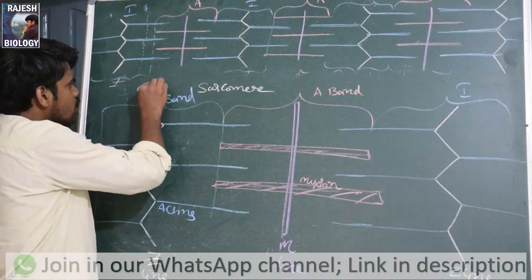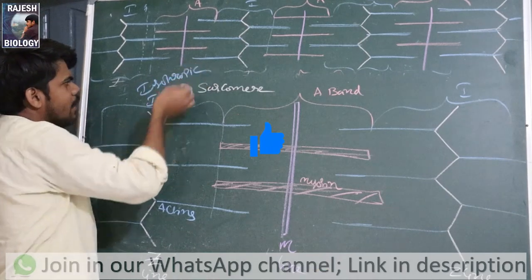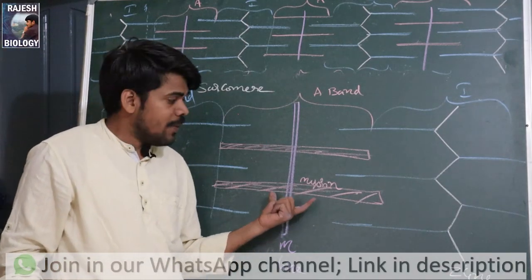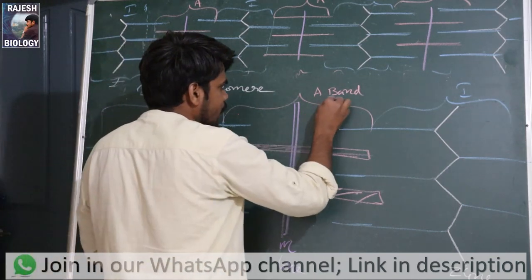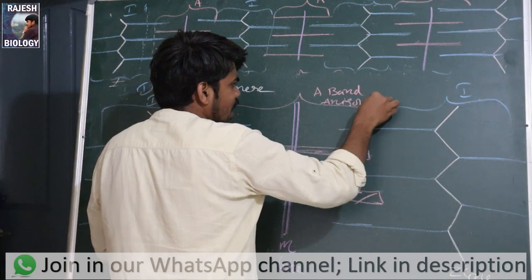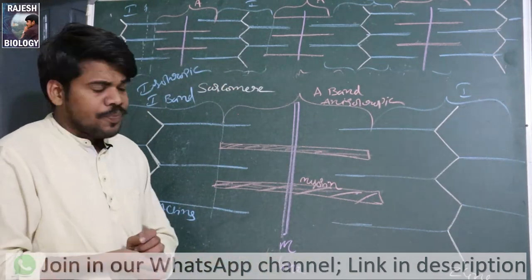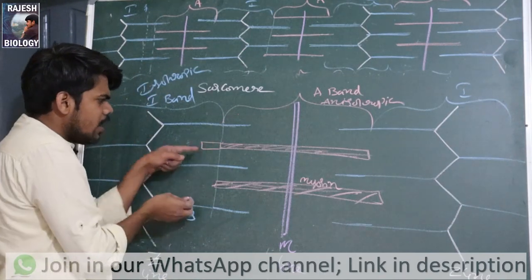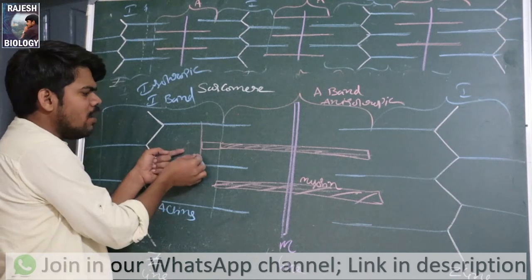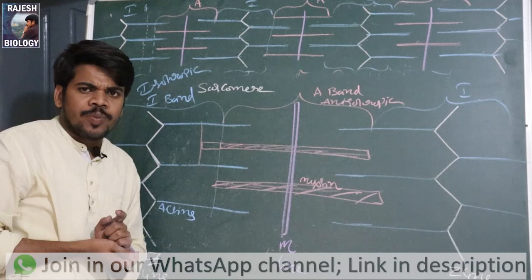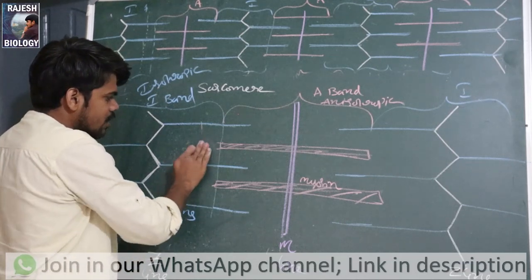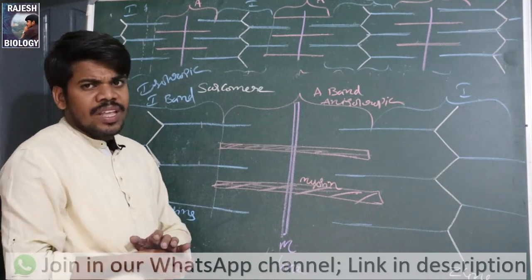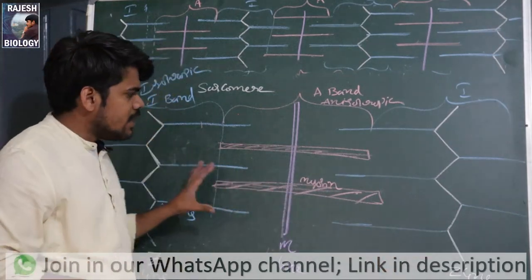I means isotropic band. Coming to the A band, it cannot allow the light through it. That's why it is the anisotropic band. So if the M line is present up to here, it does not allow the light. That's why up to here it is the A band, anisotropic, and from here it is isotropic. Clear the basic concept: which passes the light through it, that is the I band; which does not pass the light, that is the A band. Clear? This is the sarcomere structure.